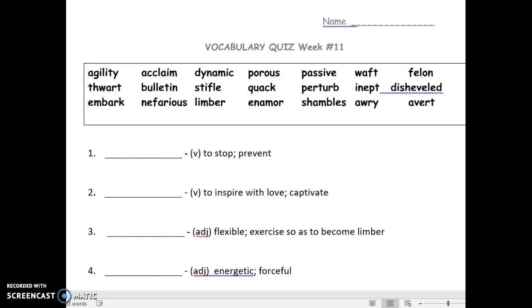In the first column, thwart. In the second column, bulletin. In the third column, we have dynamic, stifle, and limber. In the fourth column, we have porous and enamor. In the fifth column, perturb. In the sixth column, awry. And in the seventh column, felon.